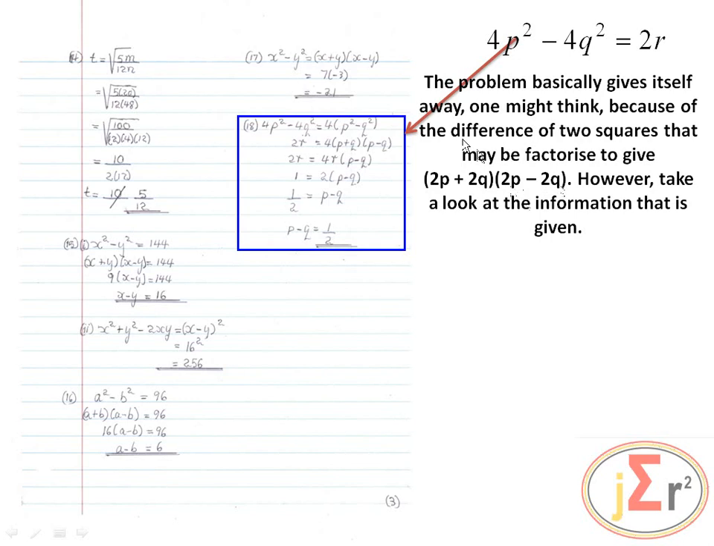Why? Because we usually say, what do we square to give 4p squared? 2p, 2p. What do we square to give 4q squared? 2q, 2q. And of course, one sign in one of the brackets will be positive and in the other one will be negative.